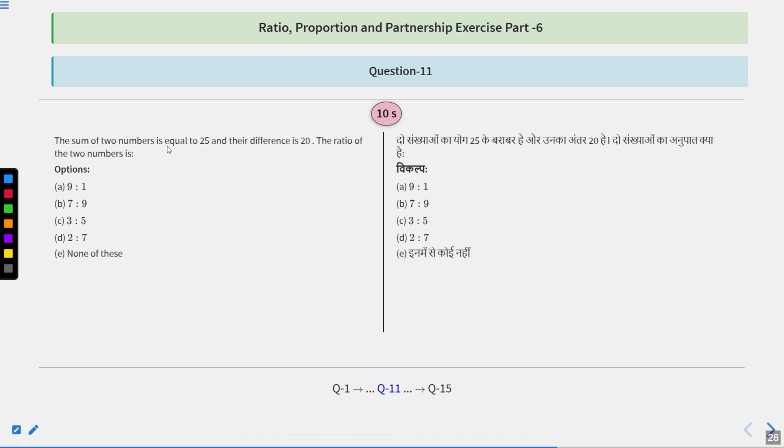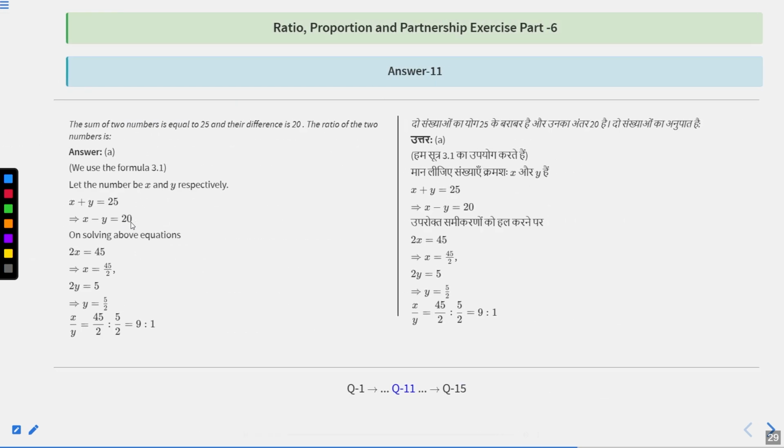the sum of two numbers is equal to 25 and their difference is 20. The ratio of the two numbers is? You have 5 options and 10 seconds to analyze the question. Your time starts now. Now time's up. Let's see the solution.